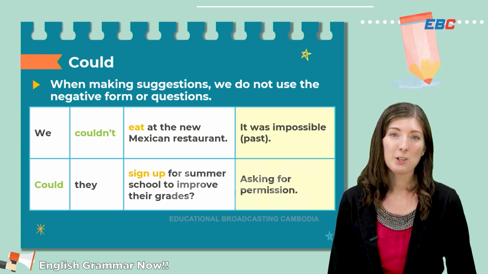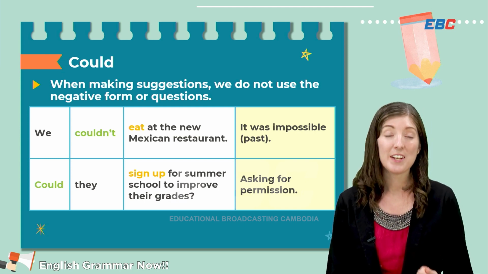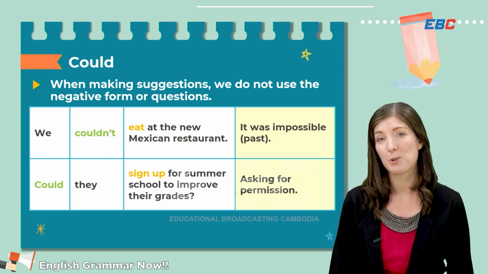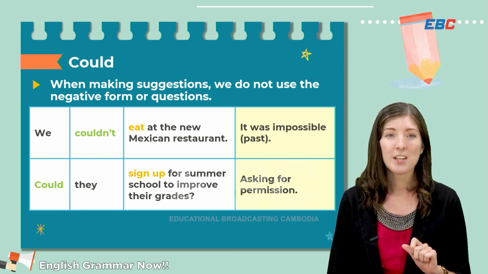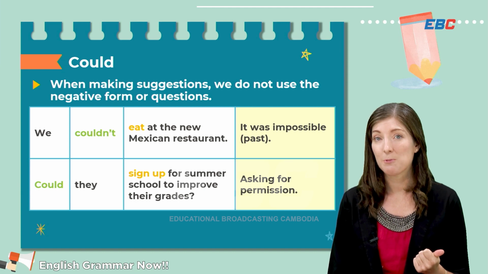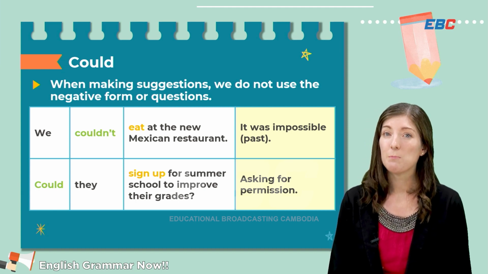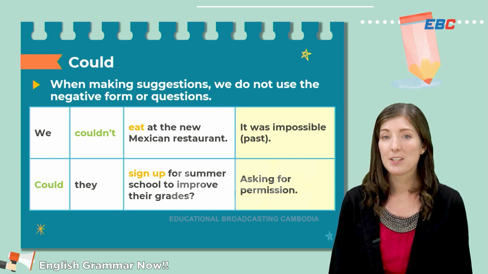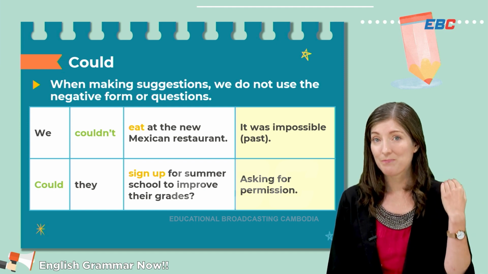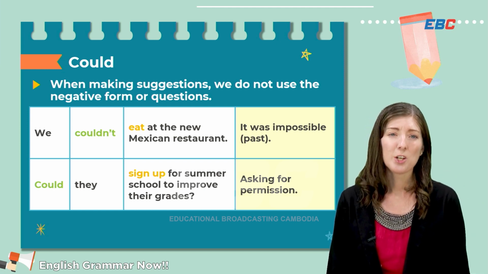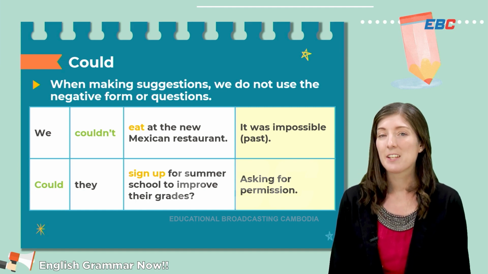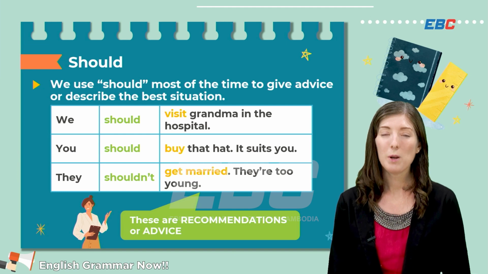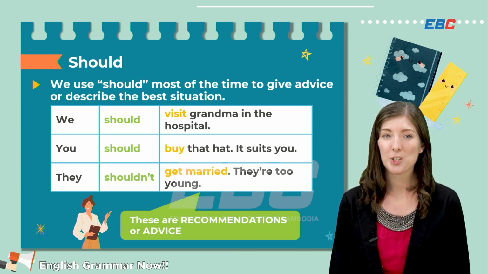We need to be careful, however, when switching into the negative form or the question form. If you change these sentences into the negative, it's going to change the meaning of the modal verb. We couldn't eat at the new Mexican restaurant means it was impossible and that it's past. If we say, could they sign up for summer school to improve their grades? That's asking for permission.